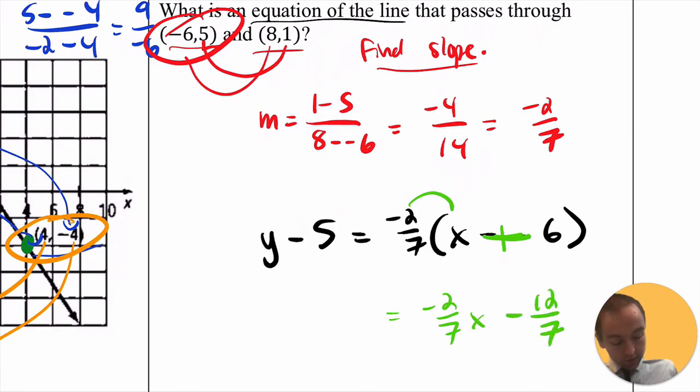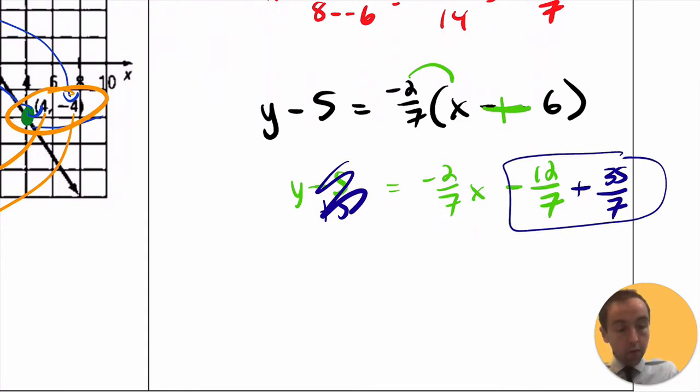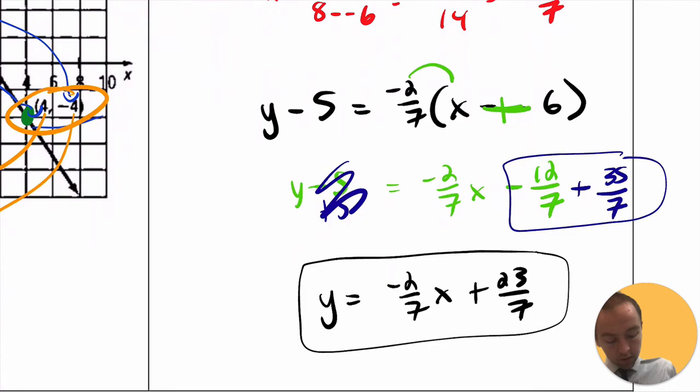negative 12/7 there, and that's equal to y minus 5, and then we'll get the y alone if we add 5. So by adding 5 here, I want to turn it into 7s, because I want to combine with the negative 12/7. So it turns out that 5 is actually 35/7, right? 35 divided by 7 is 5. So then you can add those together. That gives you 23/7. So you'll end up with y equals negative 2/7 x plus 23/7 for the equation there, now expressed in slope-intercept form.